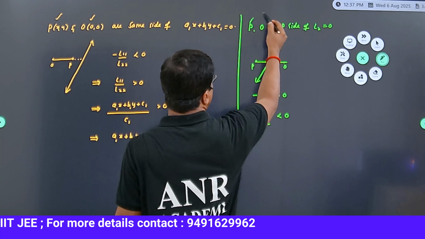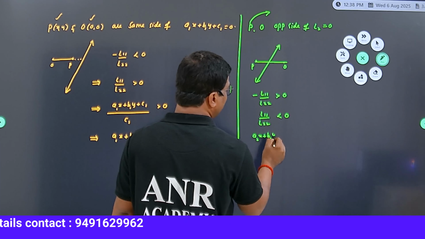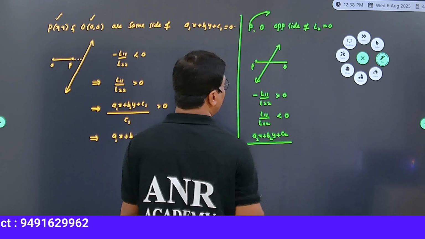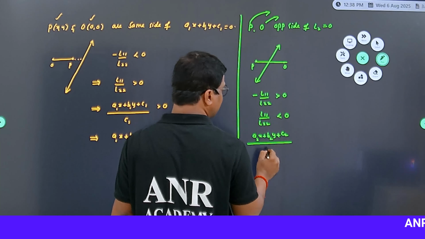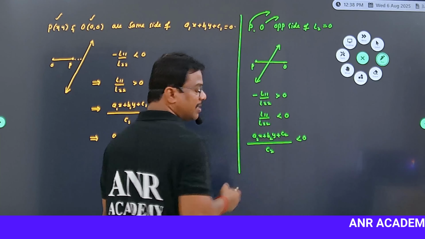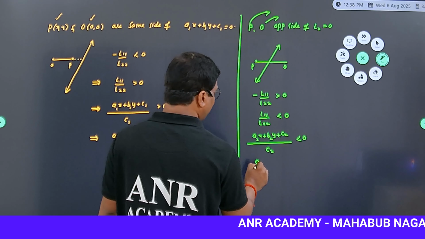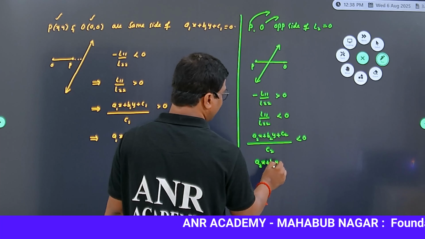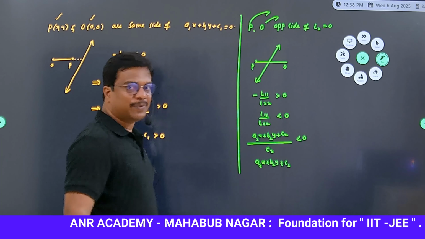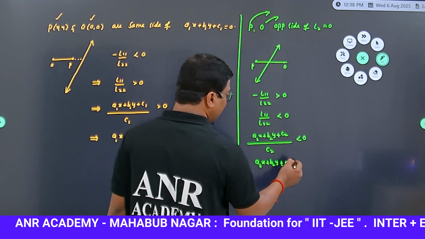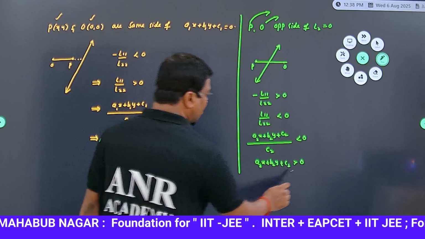Substituting P in L2, that is A2x plus B2y plus C2 divided by L22, and substituting the second point, the origin, in the line, you will get just C2. Already C1 and C2 are both positive, so here we get A2x plus B2y plus C2. Here in this case the ratio is negative, but the denominator C2 is positive. So automatically the numerator should be more than 0. We got these two results.